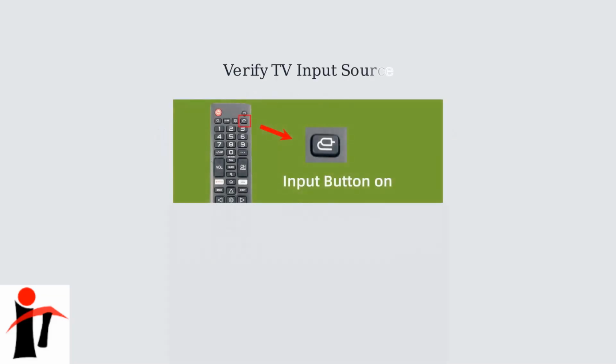Power cycle your Spectrum box by unplugging it for 60 seconds, then plug it back in. Next, verify that your TV is set to the correct input source corresponding to the HDMI port your Spectrum box is connected to. Cycle through inputs using your TV remote.